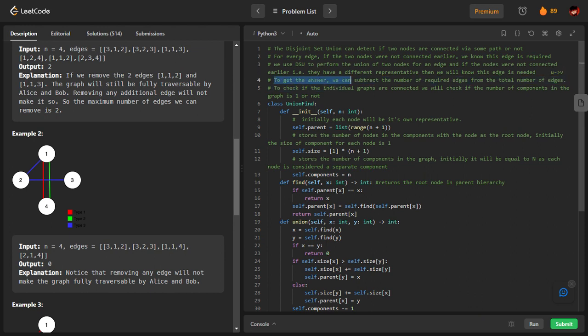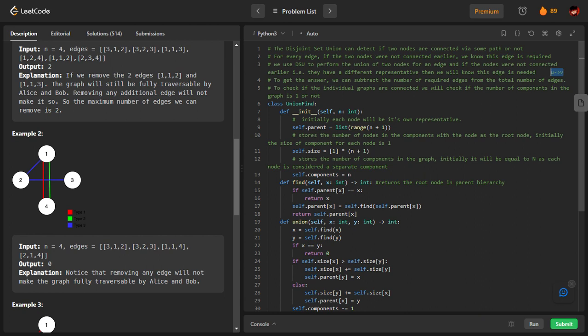To get the answer, we can subtract the number of required edges from the total number of edges. As I told you, how I will find the required edge, I will explain in code as well. So from this, we'll get which edges are required, and we will subtract this from the total number of edges to get the number of edges which can be removed.